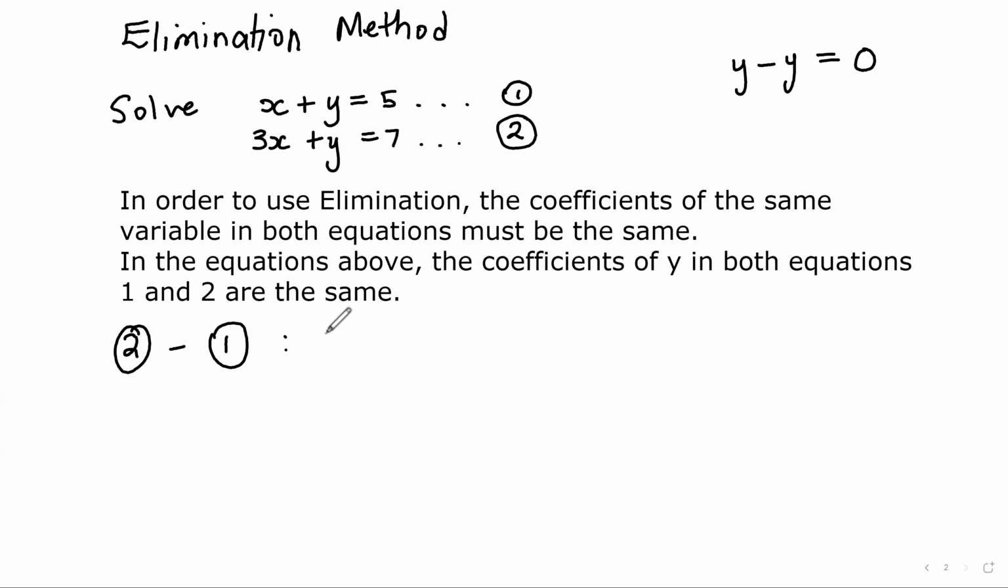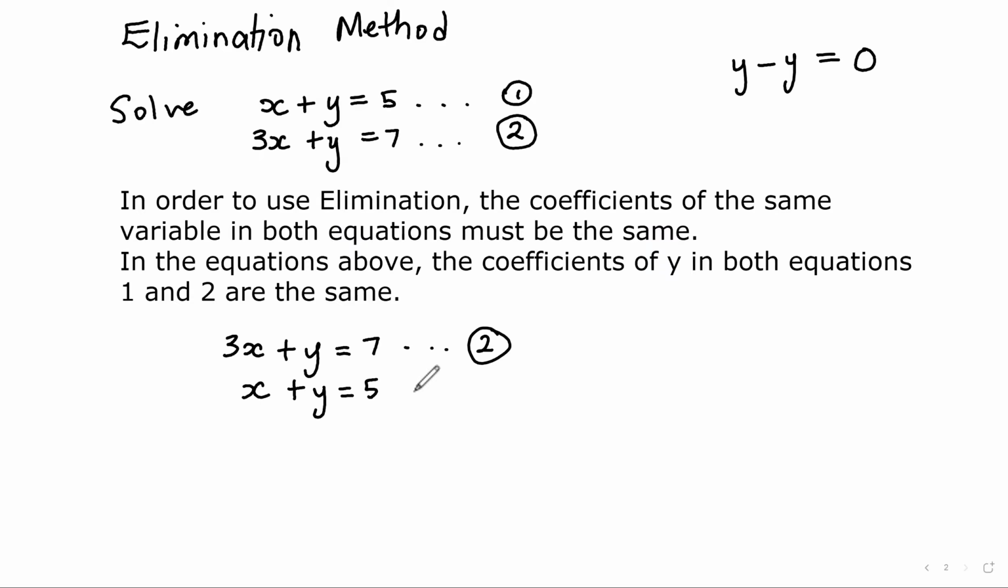So what that means is, equation 2, let's just write it back. Equation 2 is 3x plus y is equal to 7. That is my equation 2. And my equation 1 is x plus y is equal to 5. So what I'm going to do now is subtract. I'm going to say equation 2 take away equation 1. And to do that, I'm going to subtract every corresponding term.